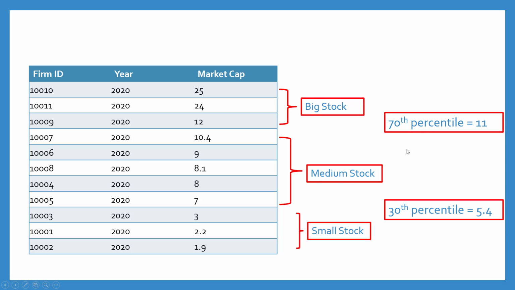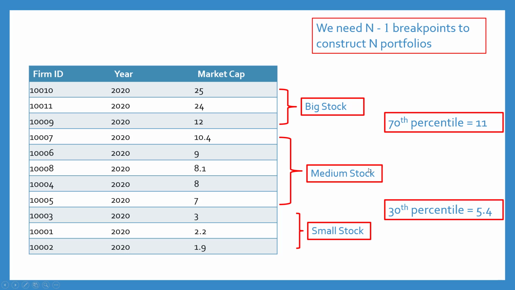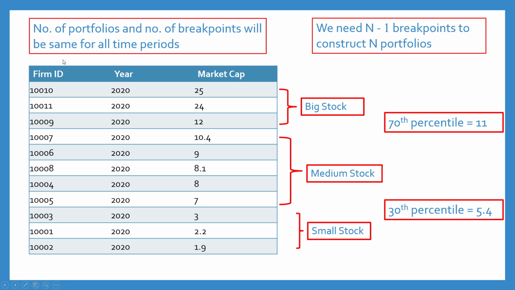What I mean to say is that we can divide stocks into multiple portfolios, and we can use percentiles, and normally percentile is used in the asset pricing domain. But do remember that the number of breakpoints would be one less than the number of portfolios that we are going to construct. So in this case, we are going to construct 3 portfolios, but we only have 2 breakpoints. Okay, so let's move forward.